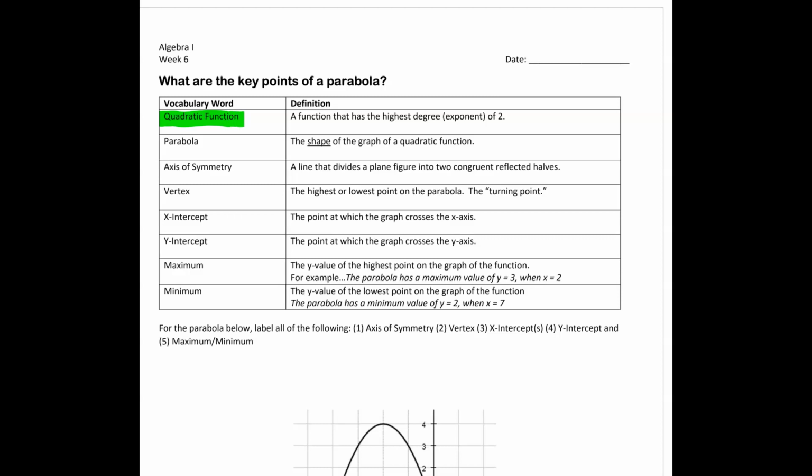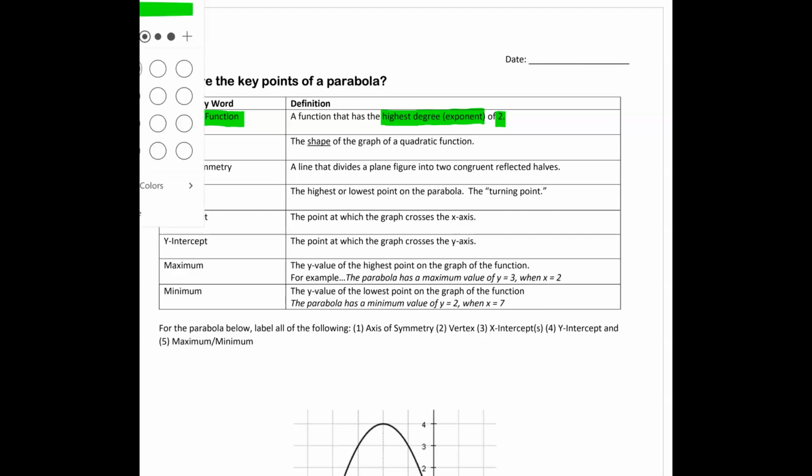You are going to know that you're working with a quadratic function because you're going to see that the function, the equation, the highest degree or exponent is a 2. Anything where the highest exponent or power degree is 2, that is considered quadratic. The shape of a quadratic, it's not technically called a quadratic. It's known as a parabola.